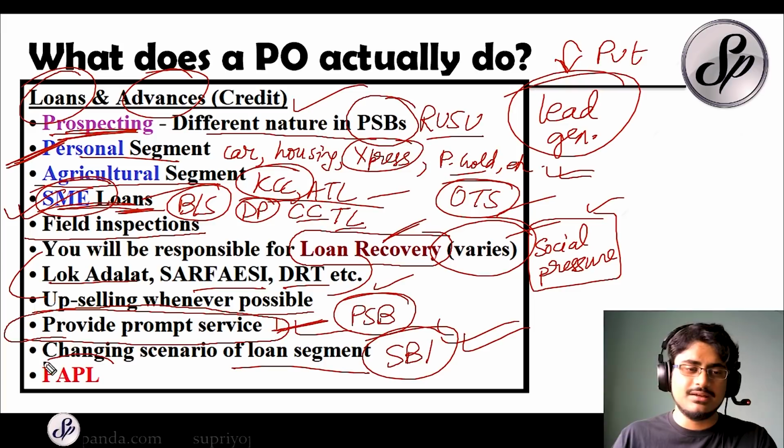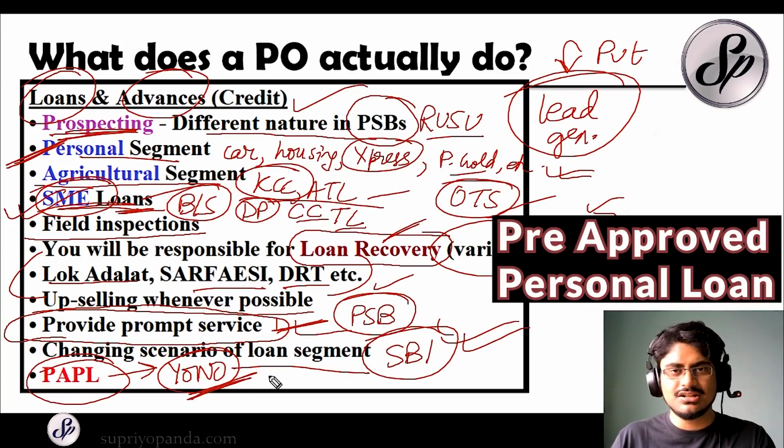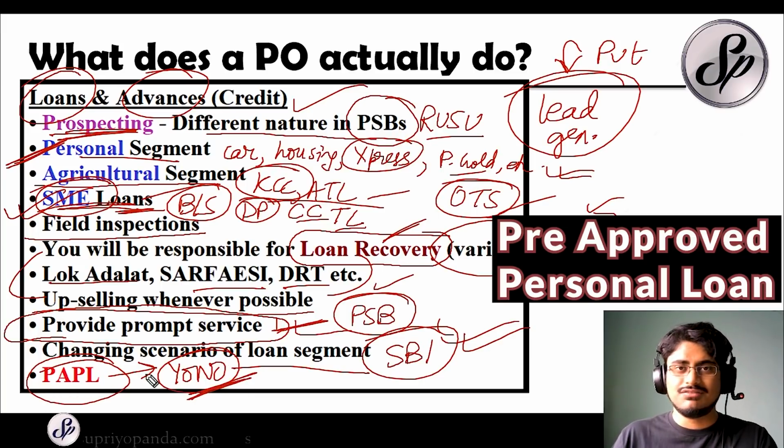Then there's another very important thing, the PAPL, the pre-approved personal loan. This is actually the SBI YONO initiative. It's a digital initiative, and this is giving loans without that much paperwork.